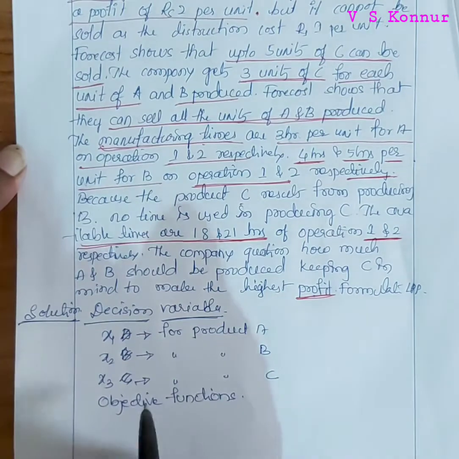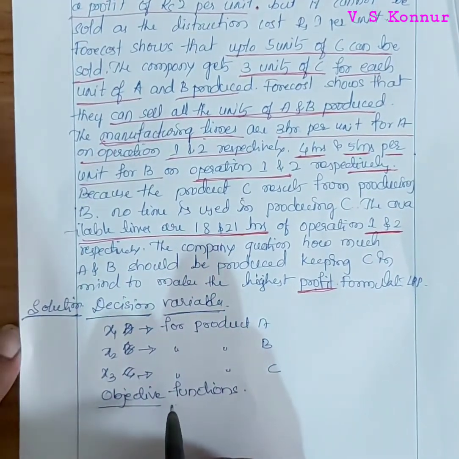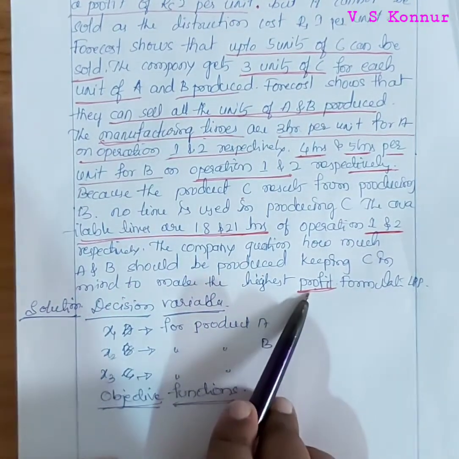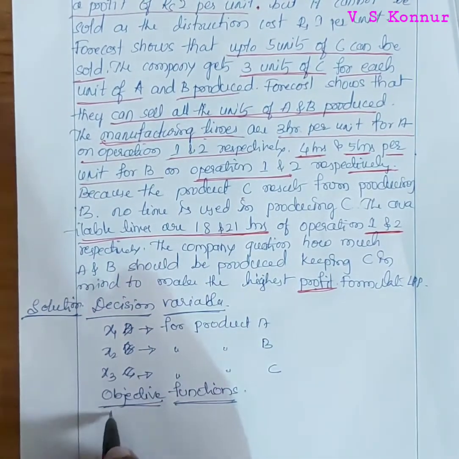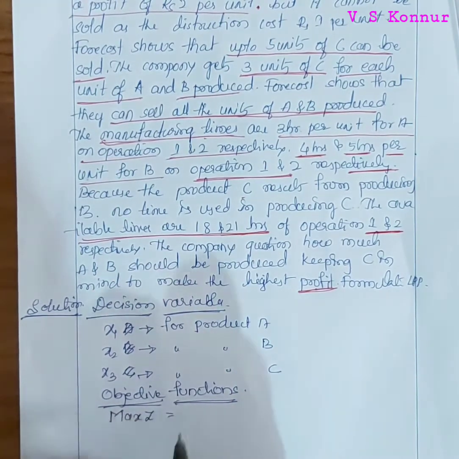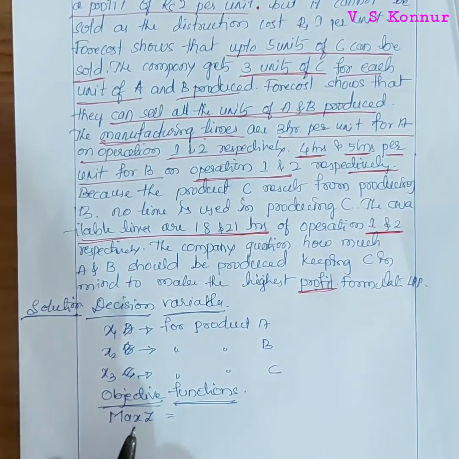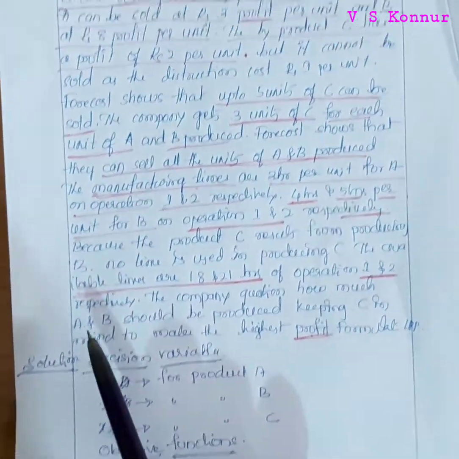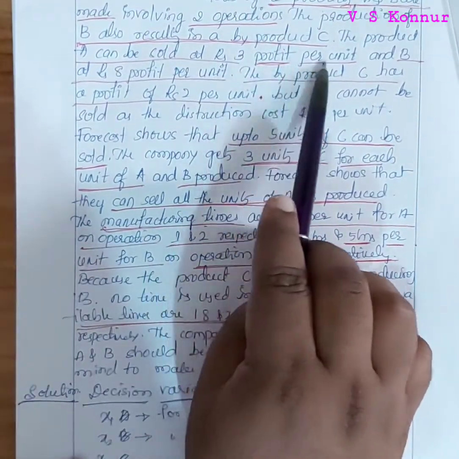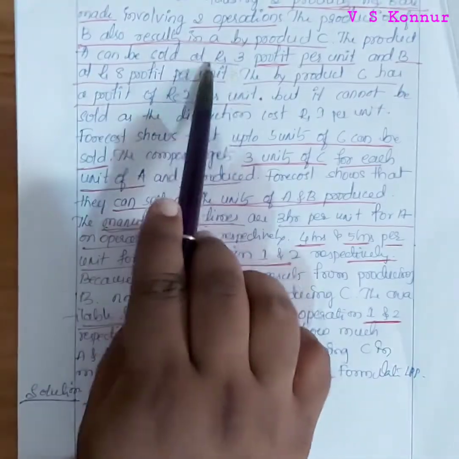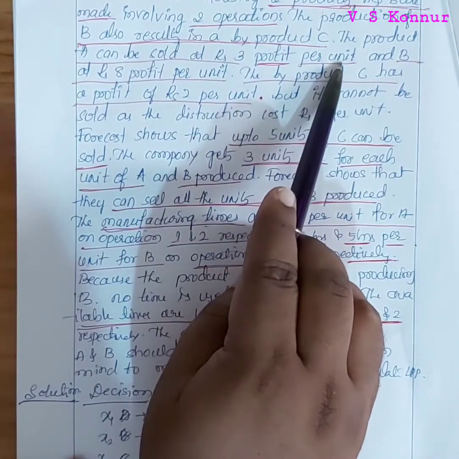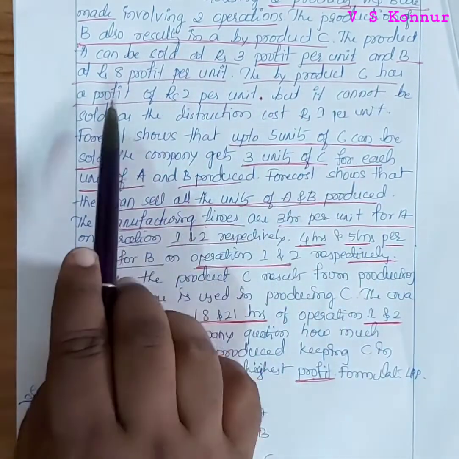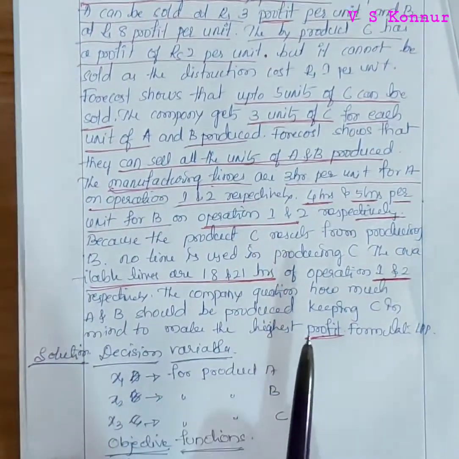How to define the objective function? It depends upon profit or loss in the problem. It is profit oriented, because of that it should be max of Z. In this problem, they have given the profit. The product A can be sold at rupees 3 profit per unit, B at rupees 8 profit per unit, and C has a profit of rupees 2. So it is given in the problem at the beginning.